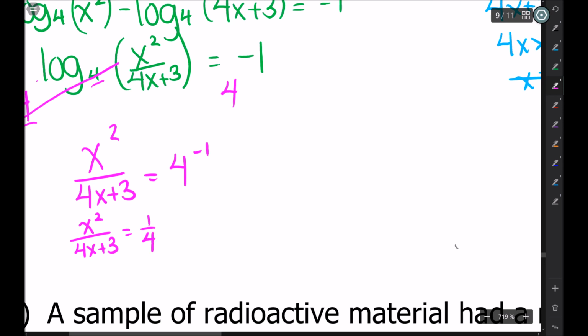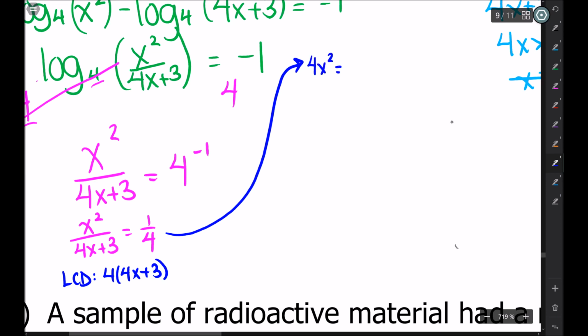And I apologize, you're going to have to do some squeezing of stuff in order to be able to solve this, okay? So then I'm going to find my LCD, and my LCD is 4 times 4x plus 3. So I'm going to multiply everything by 4 times 4x plus 3. So when I go ahead and solve this, the 4x plus 3 and the 4x plus 3 here cancel, so I end up getting 4x squared equals, and then right here, the 4 and the 4 cancel, so I just end up getting 1 times 4x plus 3, or 4x plus 3. So I'm going to get everything on one side. So I get 4x squared minus 4x minus 3 equals 0.